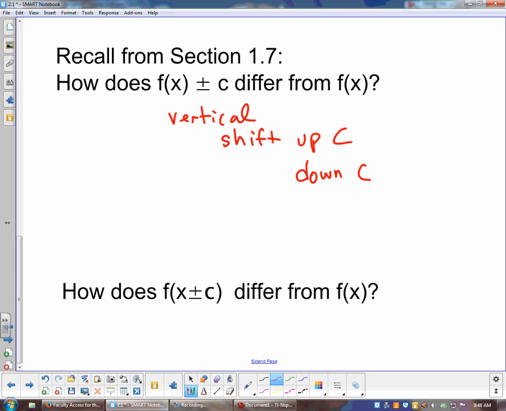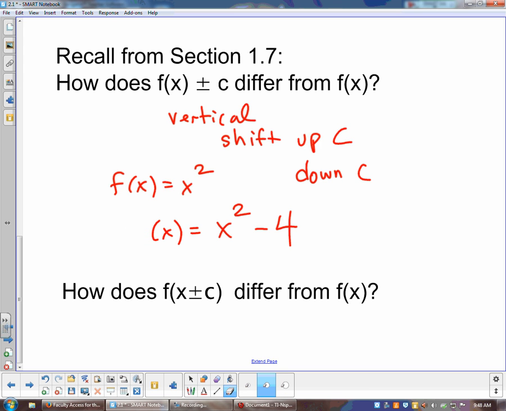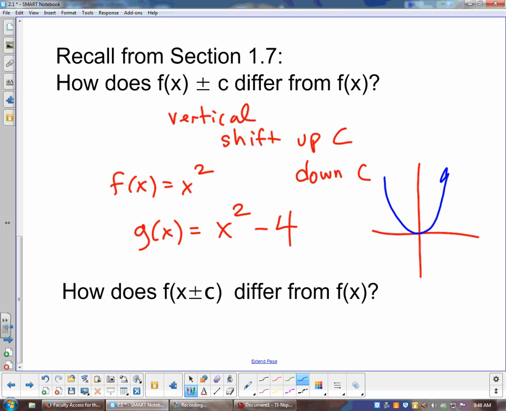So if we had f of x equaling x squared, how is that going to compare to f of x equaling x squared minus 4? How are those two graphs going to look different, Billy? The second f of x, or if I call it g of x, is going to be shifted down 4 units compared to f. So g of x is going to look just like f of x, except it's shifted down 4 units. In my graph, if my original function f of x looks like this, my function g of x is going to be 4 units down. It's going to look something like that, right? Agreed?